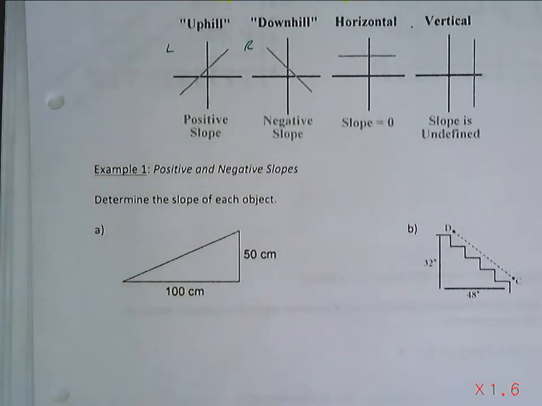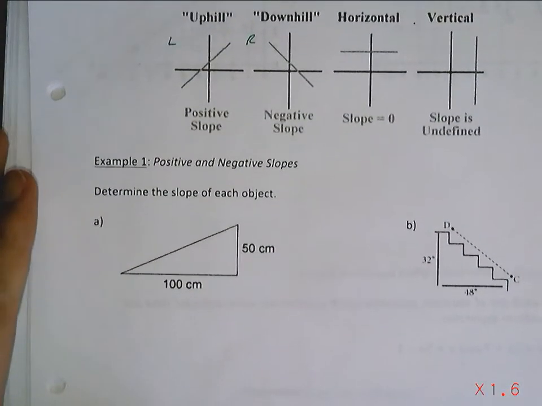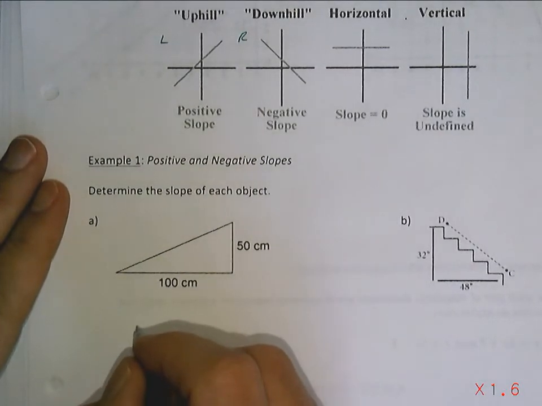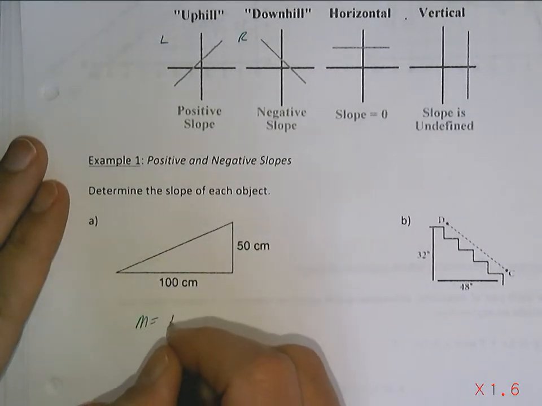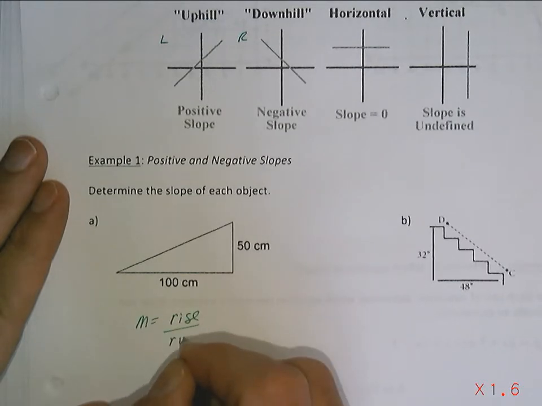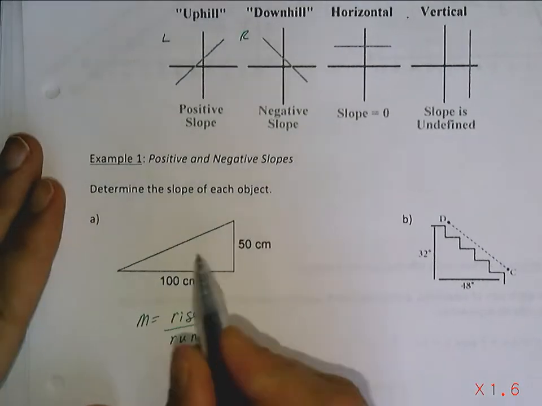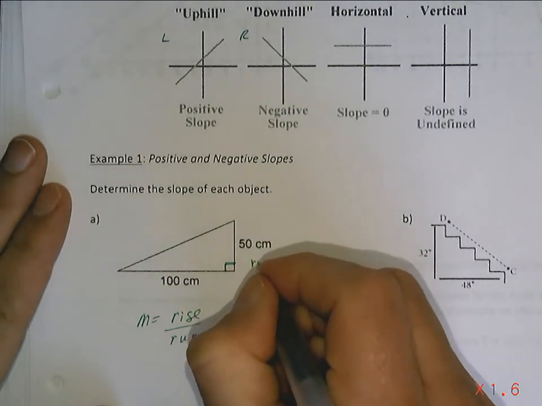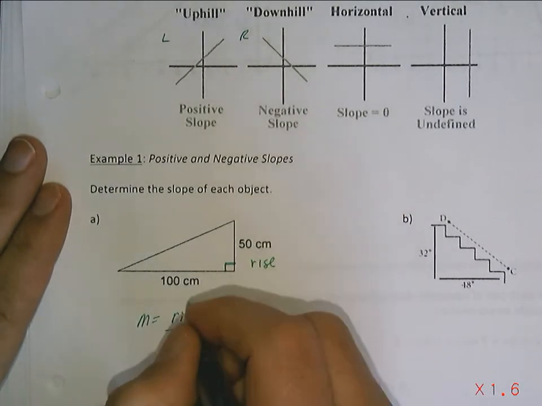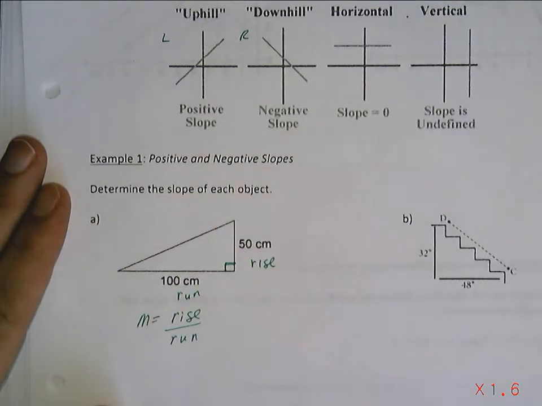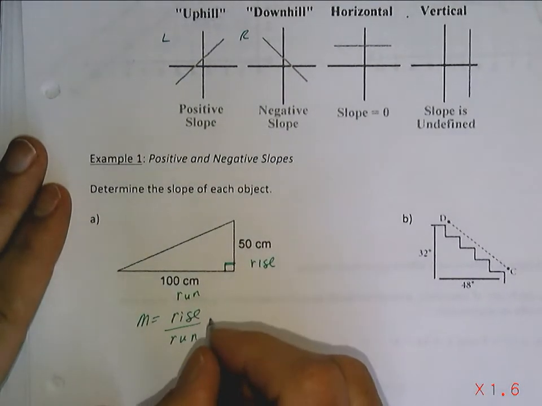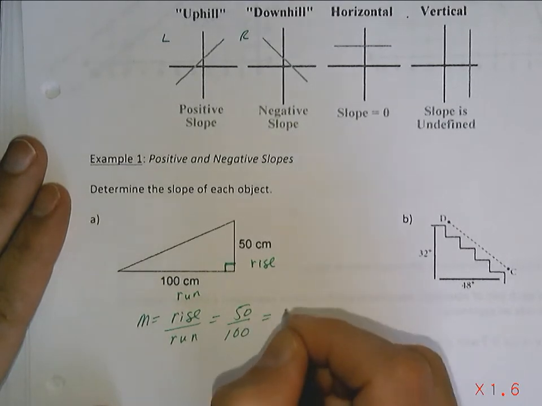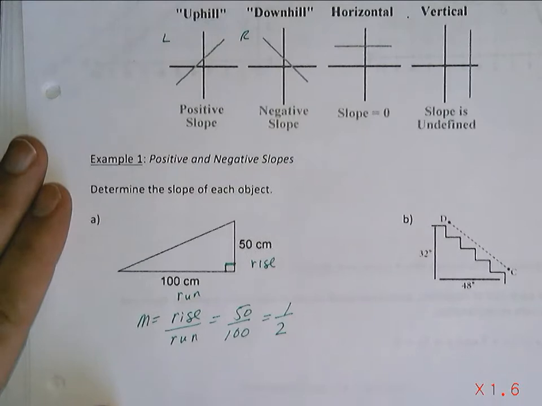Okay, example 1. Determine the slope of each object. So what we're going to do is use slope equals rise over run. Taking a look at this, there's my 50, this is my rise, this is my run. So I'm going to put in the numbers, 50 over 100. This is going to have a slope of 1/2.